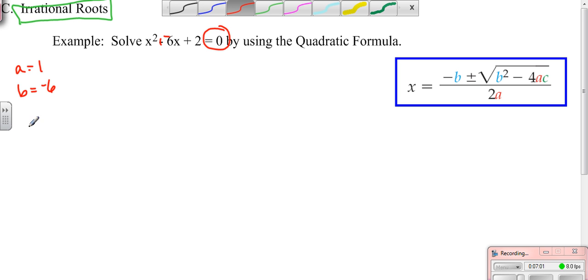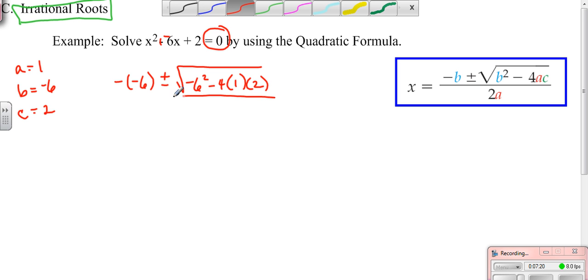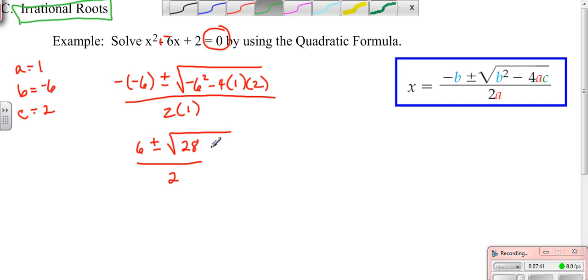If you're having trouble seeing it or remembering, go ahead and write it down. C is 2. So I have the opposite of negative 6 plus or minus the square root of negative 6 squared minus 4 times A times C all over 2 times A. The opposite of negative 6 is positive 6 plus or minus the square root of 36 minus 8. I end up with 28 here, all over 2. Now, 28 isn't a perfect square, but it is equal to 4 times 7.